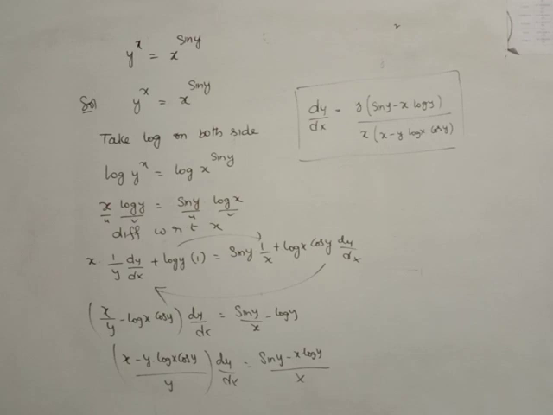After that, bring the dy by dx terms to one side and the terms without dy by dx to the other side. Therefore x by y minus log x cos y into dy by dx is equal to sin y by x minus log y. After that you take the LCM: x minus y into log x cos y by y into dy by dx is equal to sin y minus x into log y by x. After cross multiplication, that is the answer.